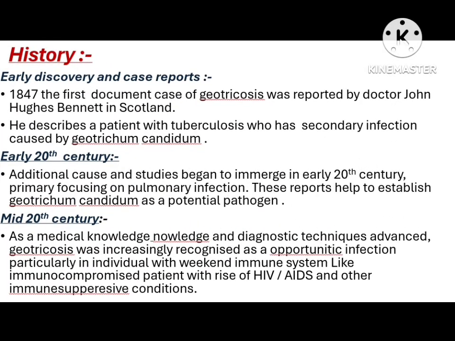Early discovery and case report. In 1847, the first documented case of geotrichosis was reported by Dr. John Hughes Bennett in Scotland. He described a patient with tuberculosis who had a secondary infection caused by Geotrichum candidum. Then in the early 20th century, reports focused primarily on pulmonary infection. This report helped to establish Geotrichum candidum as a potential pathogen.